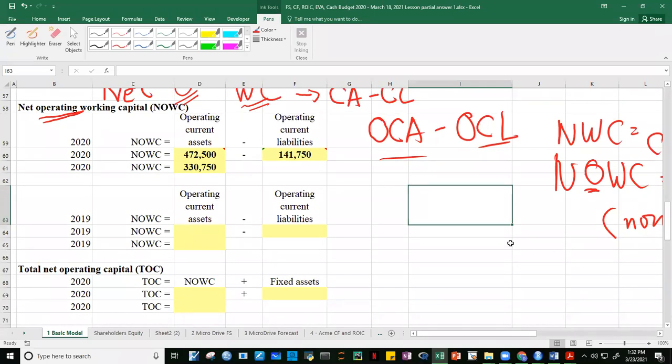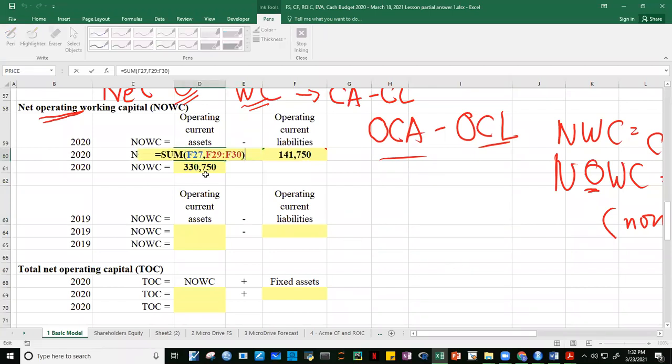What are included in the operating current assets again? Operating current assets will include cash and cash equivalents, accounts receivable, and inventories. So this is F27, F29 to F30. This is the cash, this is the accounts receivable, and these are our inventories. For operating current liabilities, it will be your accounts payable and your accruals. Notes payable is not included.